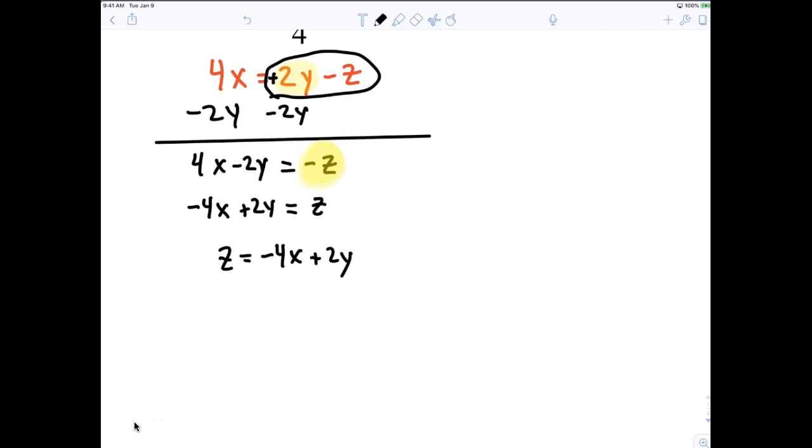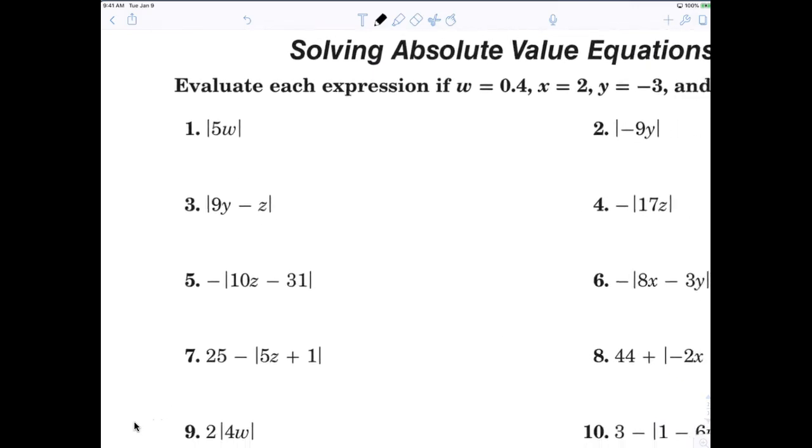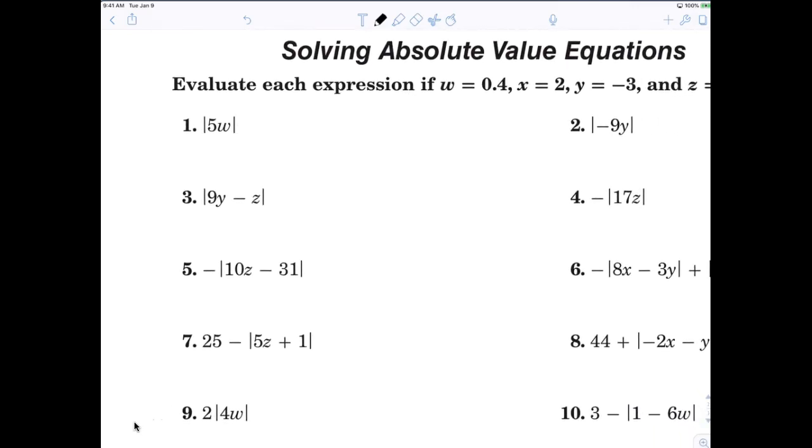All right, now we're going to review some of the absolute value stuff. So flip to the back page. Is it so much the back? Yeah, we're doing all of it. Let's go, come on. Now, number one.